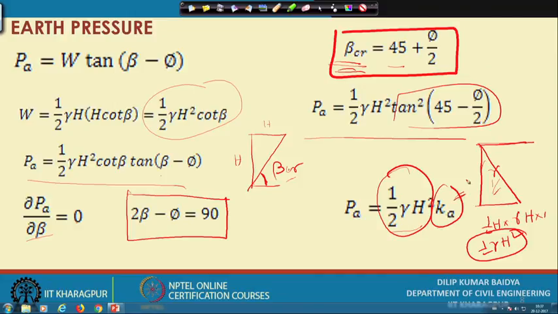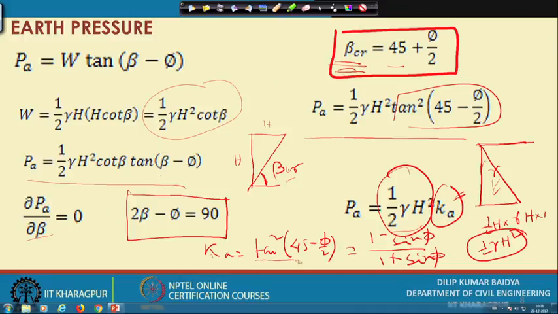That additional term we denote as K A, the active earth pressure coefficient. So, K A will be equal to tan square 45 degrees minus phi by 2, or it is 1 minus sin phi by 1 plus sin phi. This is the thing you have to remember, it will always be required. So, the active earth pressure coefficient can be written either in tan form, tan square 45 degree minus phi by 2, or in sin form, that is 1 minus sin phi by 1 plus sin phi. Either way one can remember.